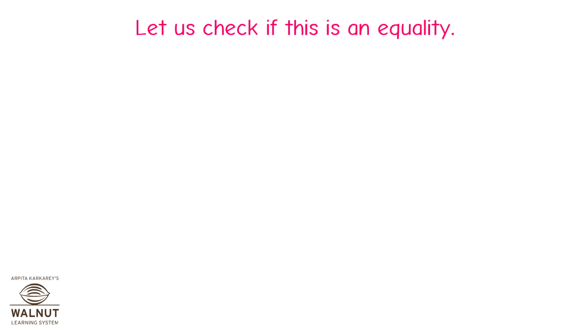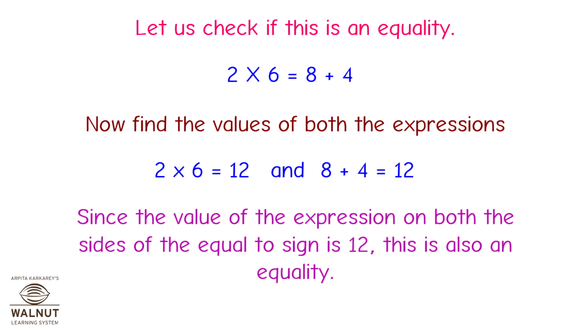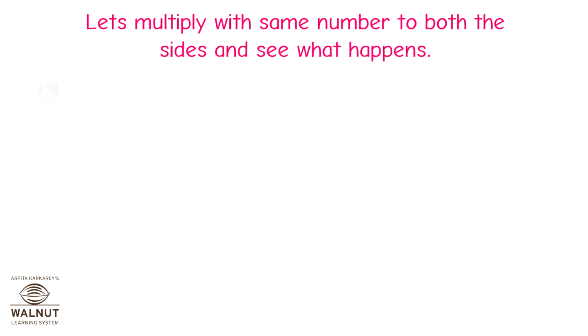Let us check if this is an equality. 2 multiplied by 6 is equal to 8 plus 4. Now find the values of both the expressions. 2 multiplied by 6 is equal to 12 and 8 plus 4 is equal to 12. Since the value of the expression on both the sides of the equal to sign is 12, this is also an equality. Let's multiply the same number to both the sides and see what happens.